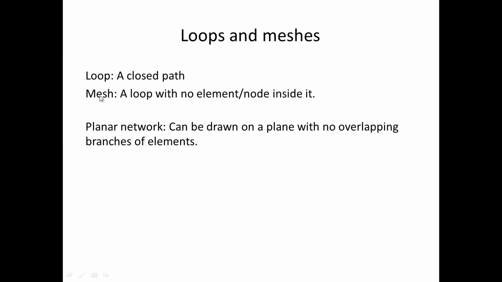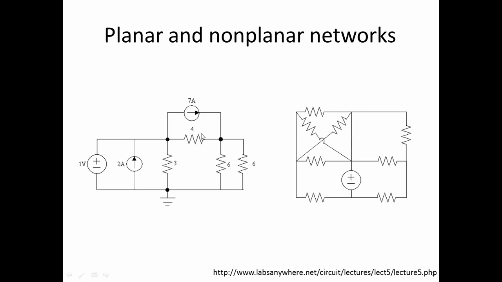There's another term called a planar network. A planar network is a network that can be drawn on a plane with no overlapping branches or elements. So let's look at examples of planar and non-planar networks. Here is a circuit that is a planar network because no branches overlap each other. At least it can be drawn in a way that no branches overlap each other.